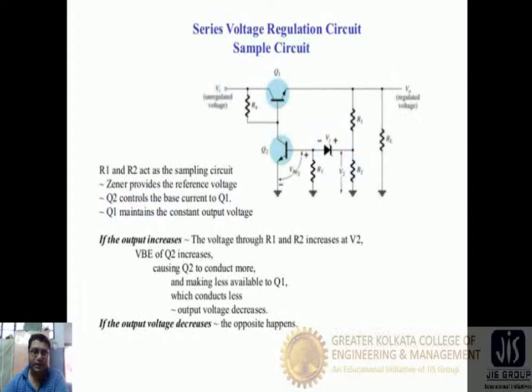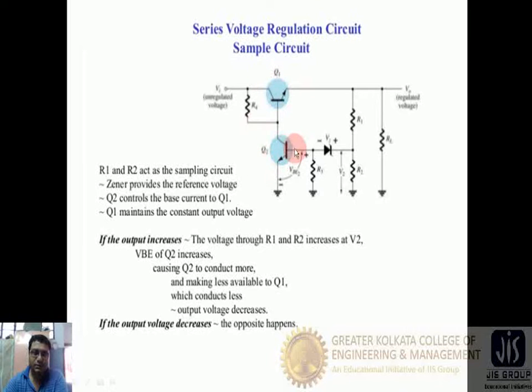So it is a circuit diagram of a series voltage regulation circuit, sample circuit using BJTs. Two BJTs are present. First comes the input voltage. The R1 and R2 act as the sampling circuit. The Zener diode provides the reference voltage. The Q2 controls the base current of Q1. The Q1 maintains the controlled output voltage.